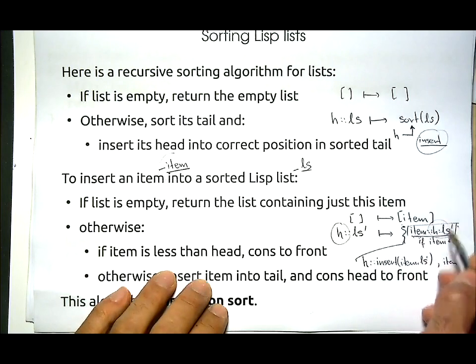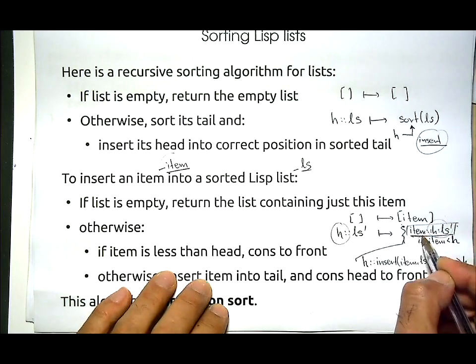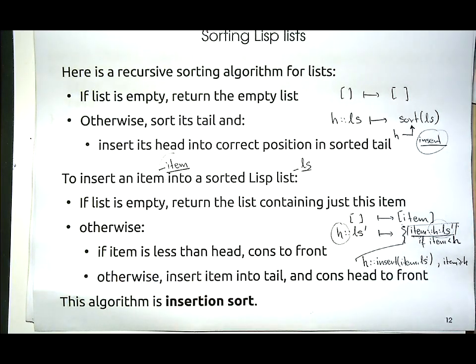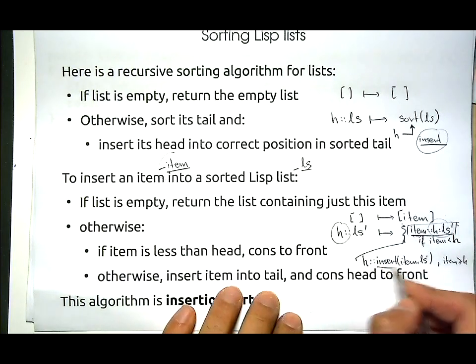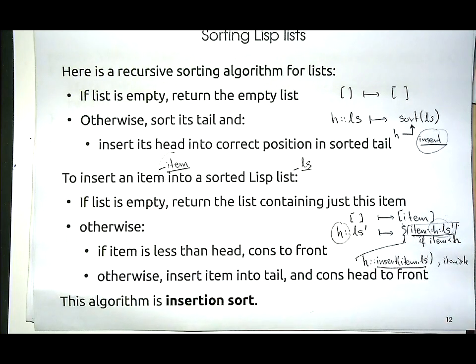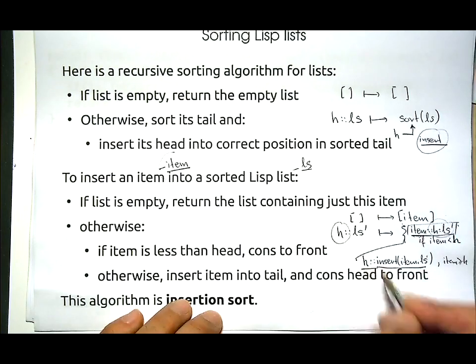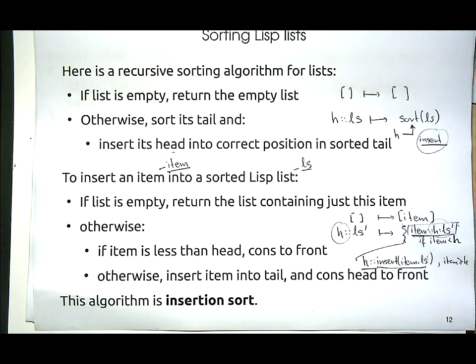So this is my whole list, and then I just add the element, the item, which here is n, and I return it. Otherwise, why don't I insert my element first inside the tail? I get an ls2, and then I put back h in the front. So I return this one.